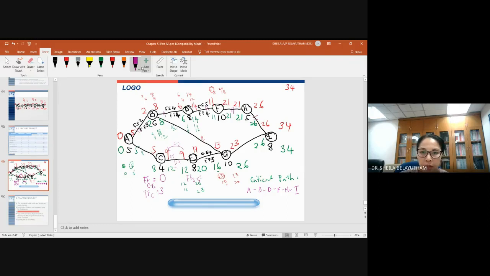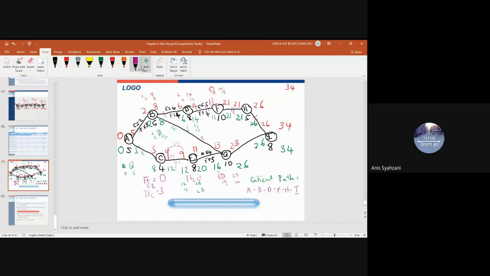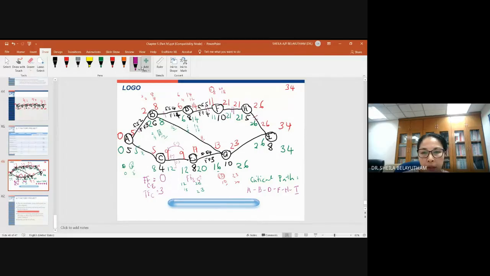So E to G, okay, we have start to start 4. So let's check on the relationship of start to start. Okay, so activity 13, okay, minus 9 minus 4. Okay, so how much do you get? 0. Okay, so how about the relationship of finish to finish 3? So 23 minus 17 minus 3. What do you get?